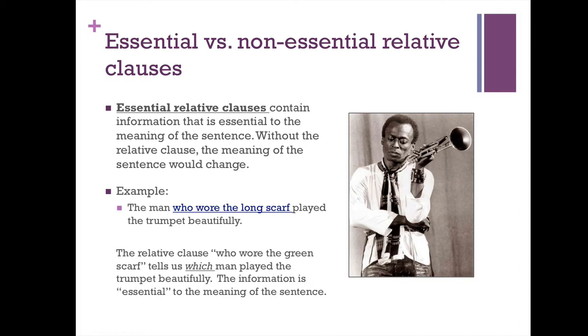If it wasn't there, the meaning of the sentence would either be unclear or be changed altogether. So let's look at this example. The man who wore the long scarf played the trumpet beautifully. Okay, which man? The man who wore the long scarf. If that relative clause, who wore the long scarf, was not there, you would not know which man we were talking about. So that is an essential relative clause.